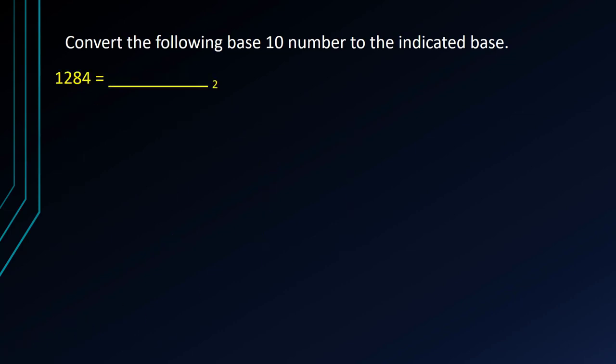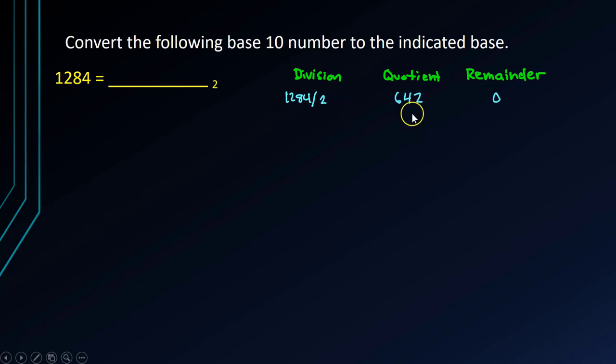So as you can see, one of the benefits of this particular method is that I don't have to keep searching for different powers of the base. I don't have to figure out, hey, what's the biggest power of 2 here that could go into 1284. I don't have to do any of that. All I have to do is set up my 3 columns, division, quotient, remainder, and I start with the number and I divide it by the base. 1284 divided by 2 is 642 with a remainder of 0. And then take the quotient, divide it by 2 again. I get a quotient of 321, remainder of 0.